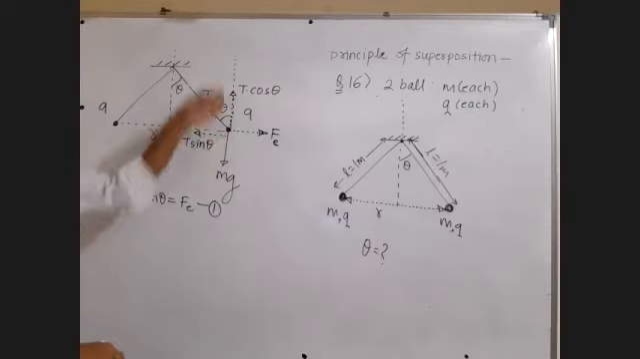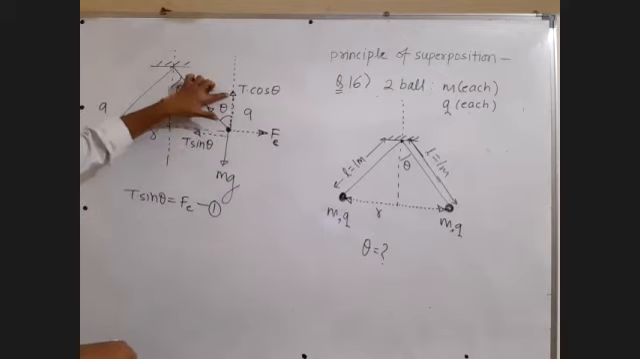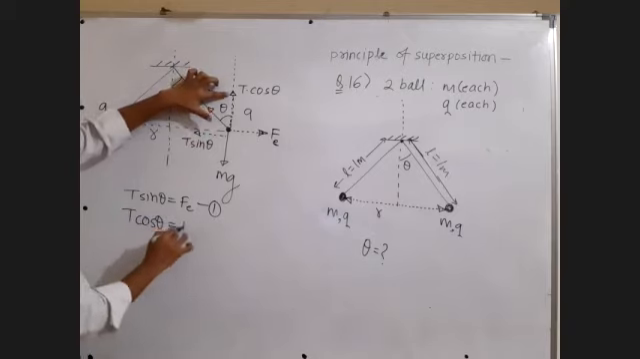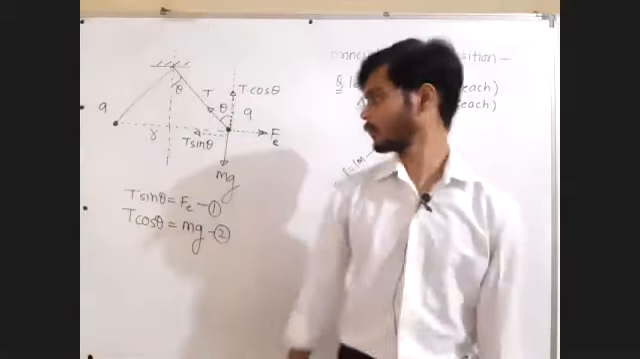There is vertical equilibrium also. The point charge is not moving up or down, it is at rest there. So net force on it must be zero. So all upward forces equal all downward forces. So write down T cos theta is equal to mg. Fine. Now these are two equations, two unknowns.